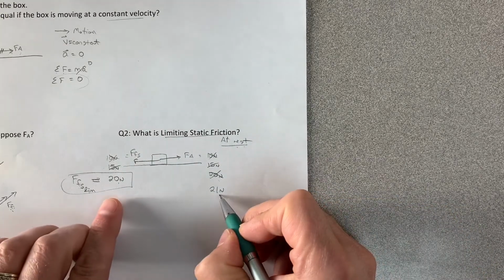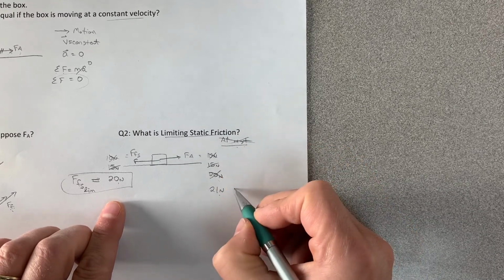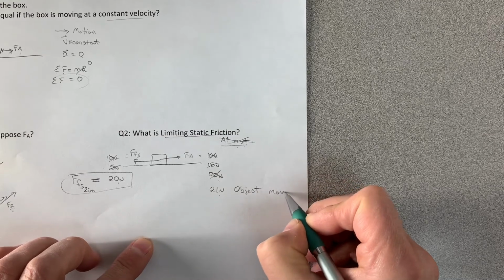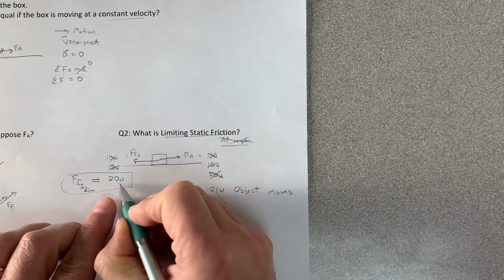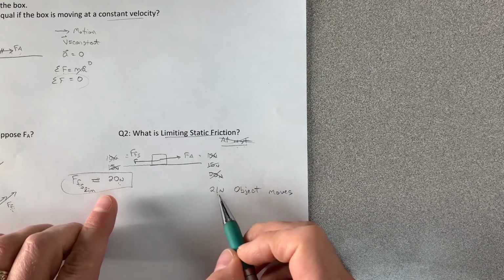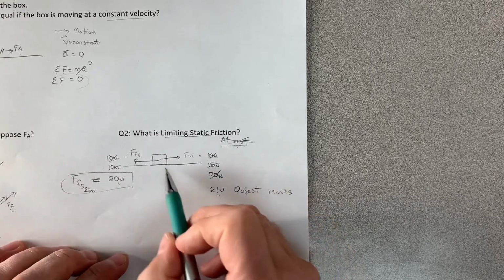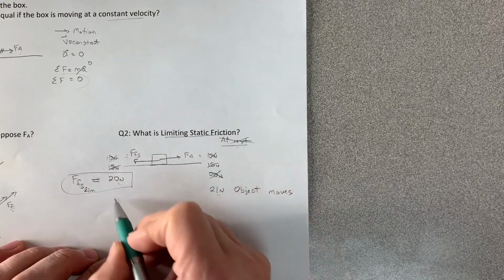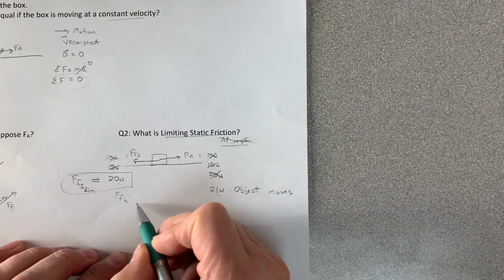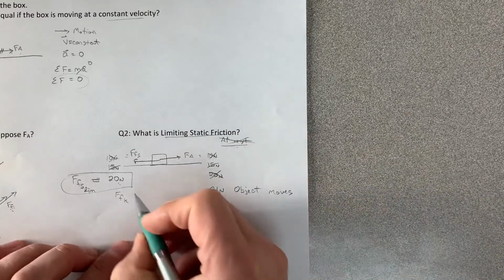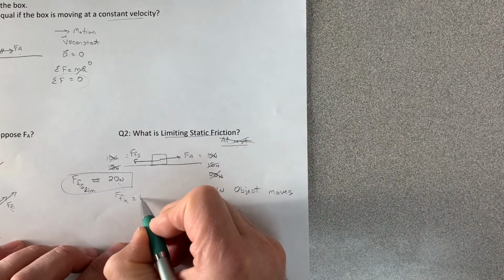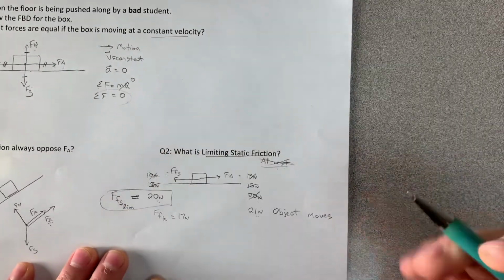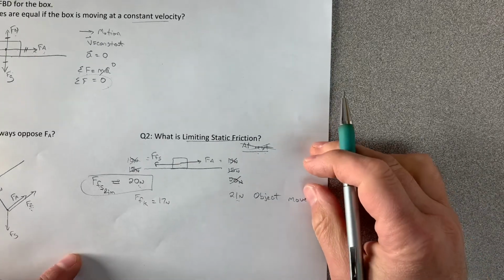If I push with 21 newtons, this thing is no longer at rest. The object starts to move because my applied force is greater than the force of limiting static friction. When that happens, the object starts to move. Once it starts to slide, I actually no longer have static friction. Then I would start to have kinetic friction. Kinetic friction is always less than the limiting static friction, so I'm just totally making up numbers here. Maybe it's 17 newtons or something like that. Then we could use our F equals ma and start to figure out what the acceleration is or whatever we want to figure out.